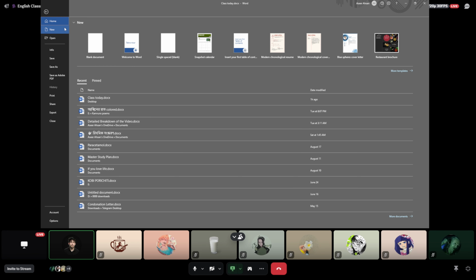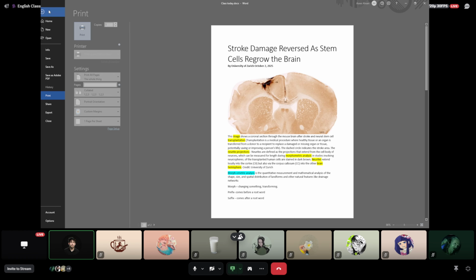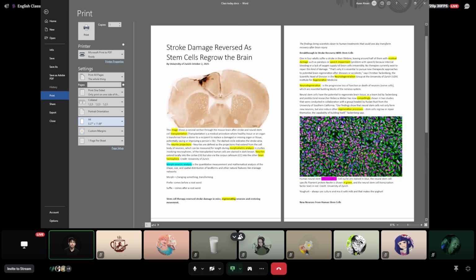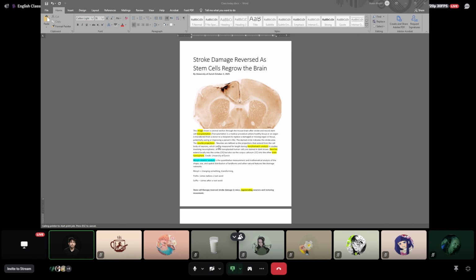Let me just export this as a PDF in a very quick way so that you can also see this thing. And yup, stroke damage PDF study.